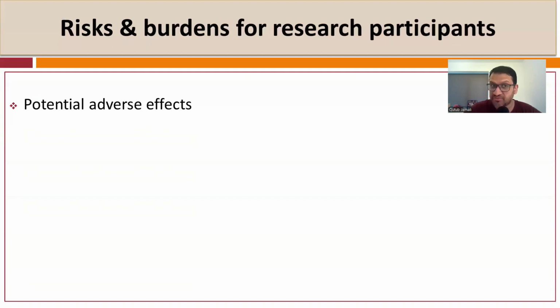Risks and burdens for research participants. It is very important that in your ethics application you include any potential adverse effects. For example, if you're doing a trial of a particular drug, then it's important to preempt what could be the potential adverse effects and how you are going to deal with that. Any sort of inconvenience, it could be anything, whether it is travel or the study in itself. That is something which you need to preempt and try to come up with a solution in your ethics application.